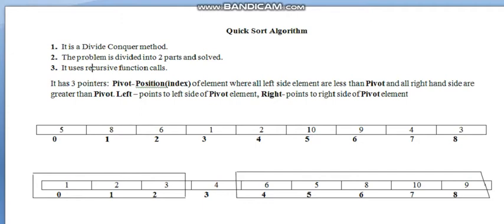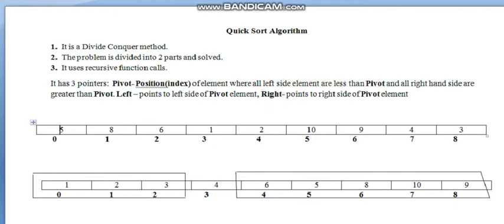It uses three pointers, that are nothing but variables. The first one is the pivot. The pivot is nothing but the element whose position or index is returned, where everything on the left hand side of the pivot is less than the pivot element and everything on the right hand side is greater than the pivot element. Then there is a left pointer which points to the left hand side of the pivot, and a right pointer to the right hand side of the pivot. So we'll see what those elements are.